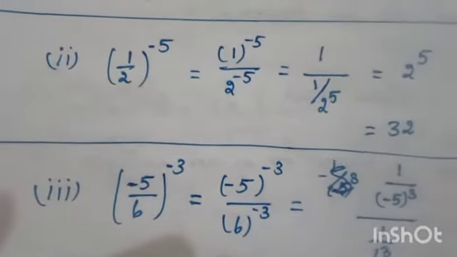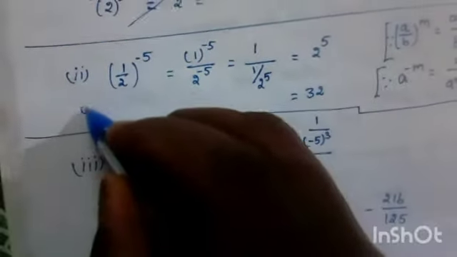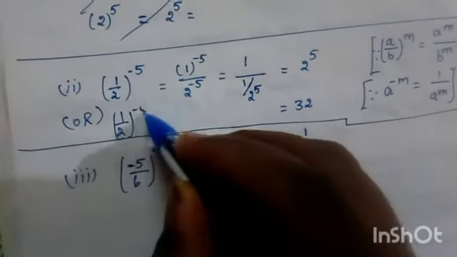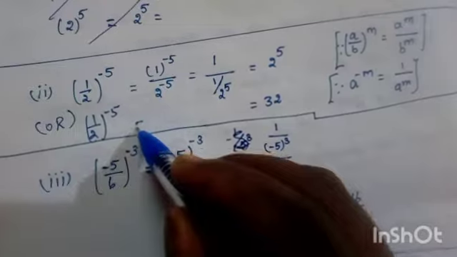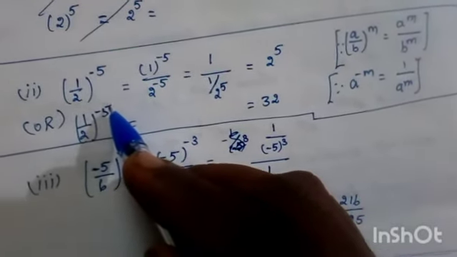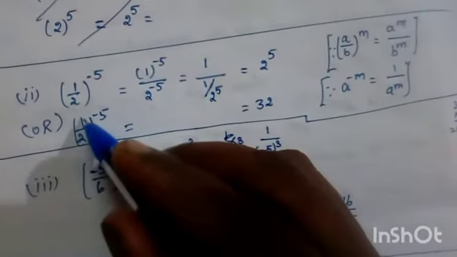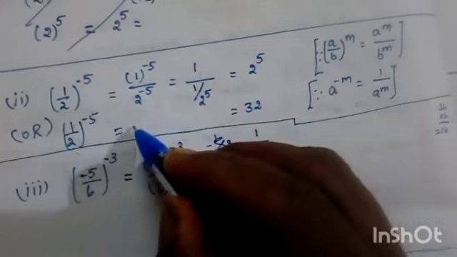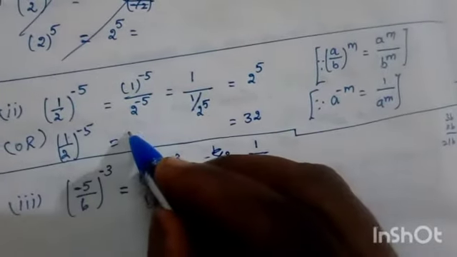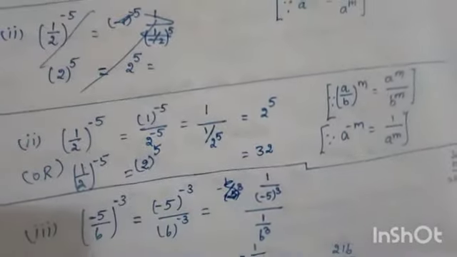Listen, this is the same problem. (1/2) whole power minus 5 is there. When you have a fraction inside the bracket with negative power, you just have to write the reciprocal of this number. You have to take a reciprocal, so numerator and denominator get changed. So for 1 by 2, the reciprocal is 2. It becomes whole power 5. So directly you have to write it.